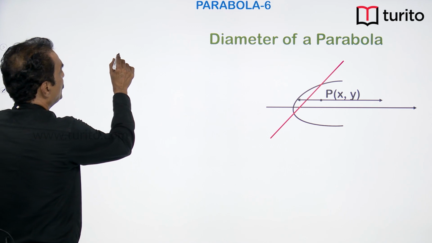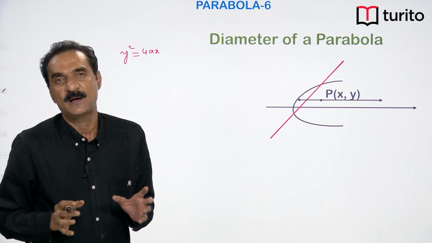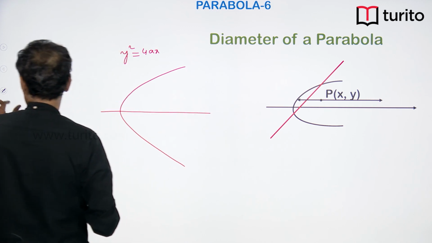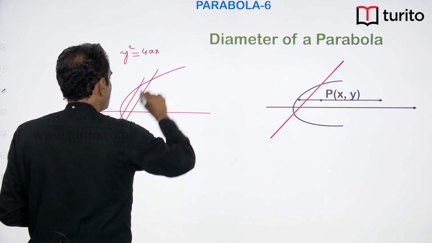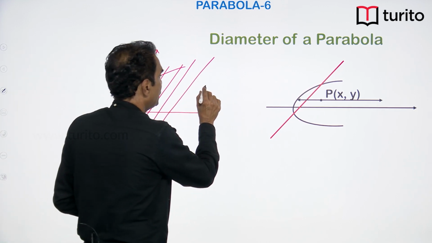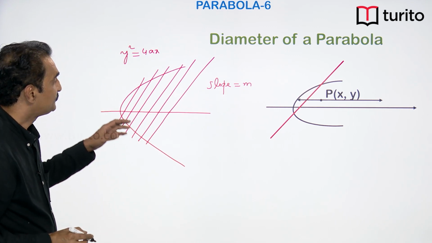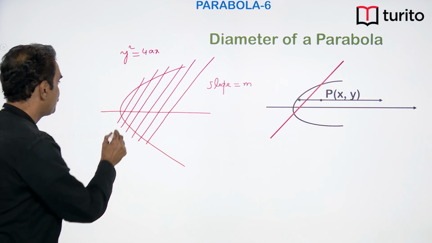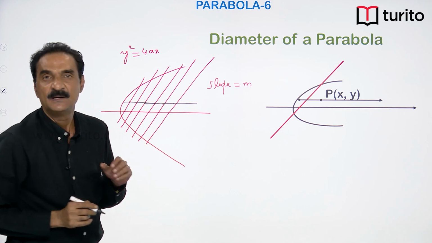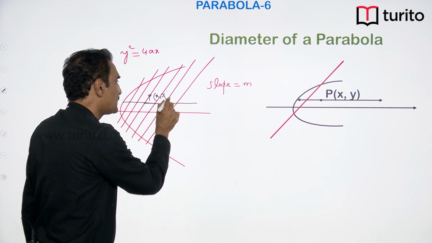First, take y square is equal to 4ax. We can prove anything related to parabola using the standard form. Now, let us consider a system of parallel chords having slope m. Slope of each of the chords is equal to m. Then, if you join all the midpoints, I am saying that it is a line parallel to the axis. Now, we are going to prove it. Let us take the midpoint of one of the chords as P (x1, y1).